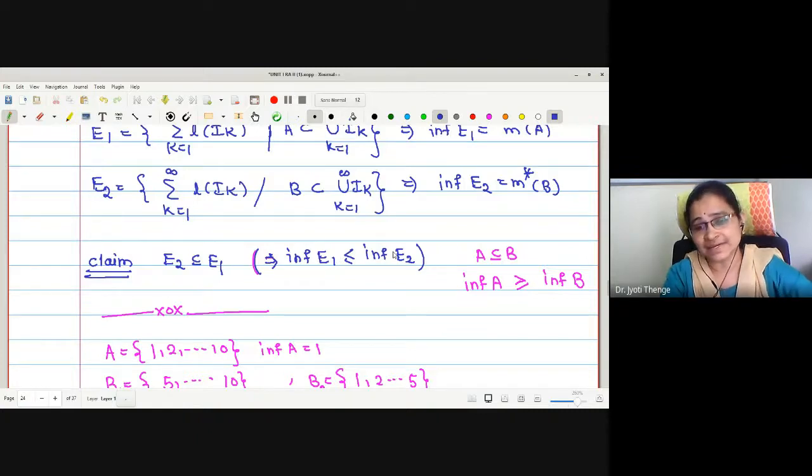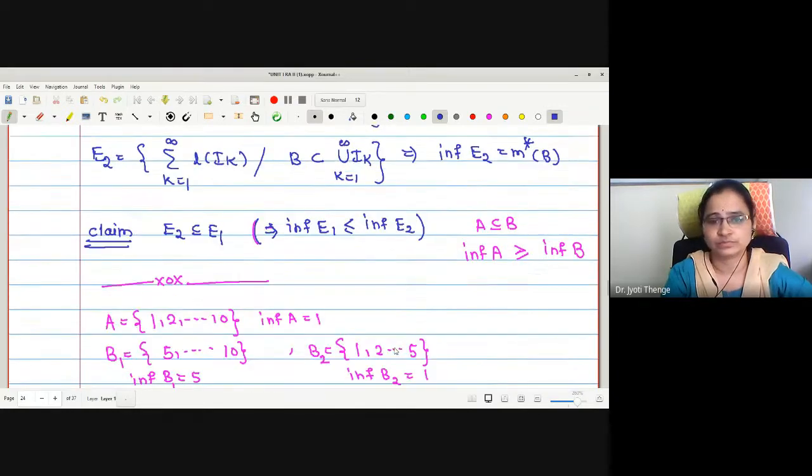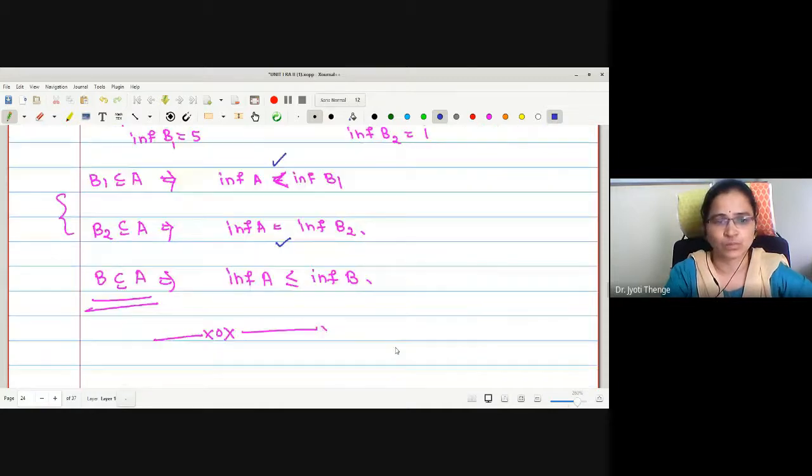I think you are still confused with infima values. Whichever is the subset will give us the greater infima, that you have to remember. Therefore, here E2 is a subset, so this E2 should give us the greater infima. And that is what the claim is now. M star of A is less than or equal to M star of B. Infima of E1 is less than or equal to infima of E2. I hope it is clear now.